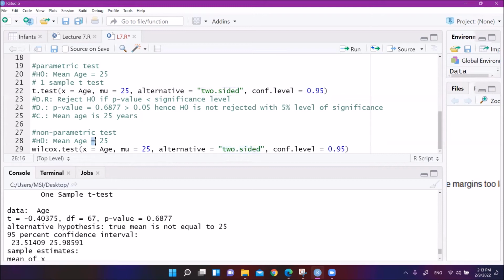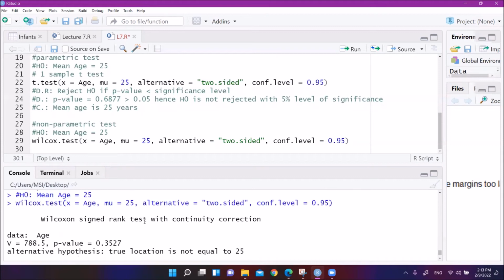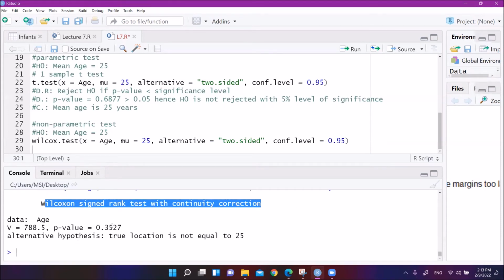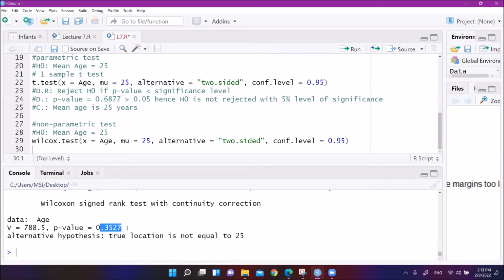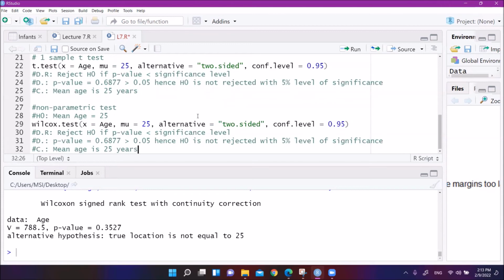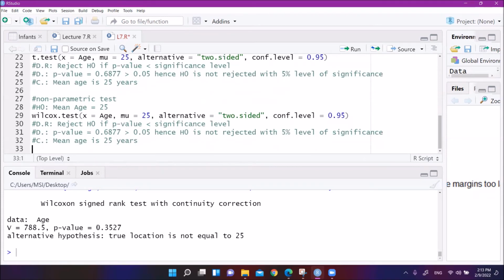This is two-sided because we have the equal sign here. What are we getting here? Wilcoxon signed rank test with continuity correction. So this is basically the non-parametric test that you're using. And this is the p-value. So this is greater than 0.05. Hence, we do not reject. Okay. So this is basically the conclusion.